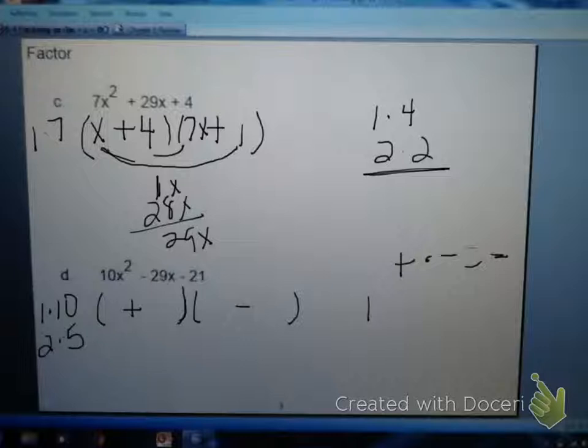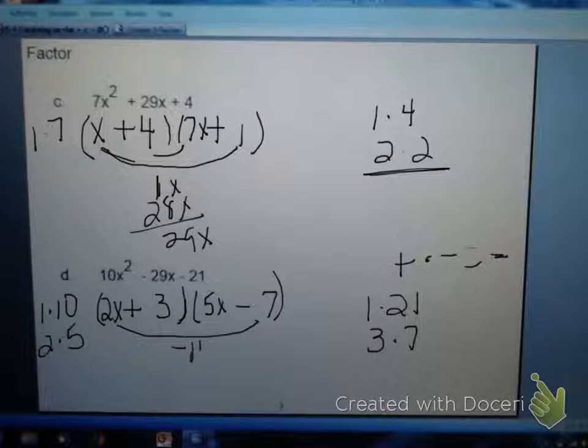Factors of 21. 1 times 21 or 3 times 7. Now, I have several options. I would definitely start at the bottom and work your way up. So let's try the 2 and the 5. And it's 2x and 5x. And I'm going to guess. I'm going to put the 3 here and the 7 here. So now I have to check. My outside is a negative 14x. My inside is 15x, which is 1x. That is not my middle term. So before I eliminate the 3 and the 7, I need to switch the 3 and the 7 around.